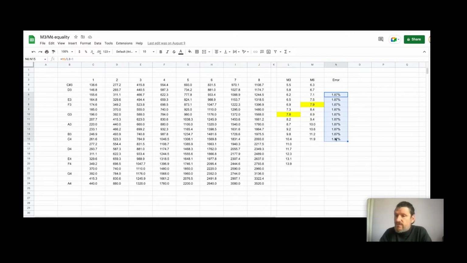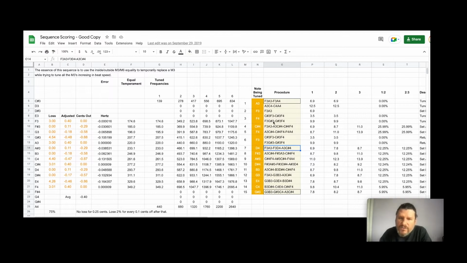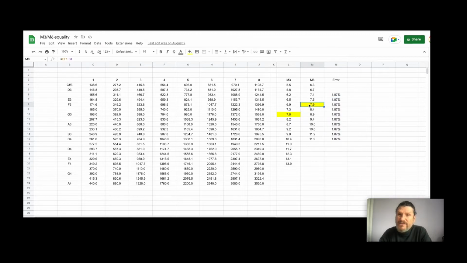Well, that's no big deal because we can't hear that difference anyways. We can only hear about 3 to 5%. That's our lowest that we can get. So anything lower than that is no problem. So the major third, major sixth equality in and of itself is not a problem if you just use it once. But if you look over here, we're using it here to tune D. Because the F3-D4 should be a little faster, when we tune that D so that it's not a little faster, but it's the same speed as the F3-A3, you're going to have a flat D4, again, by a small amount.